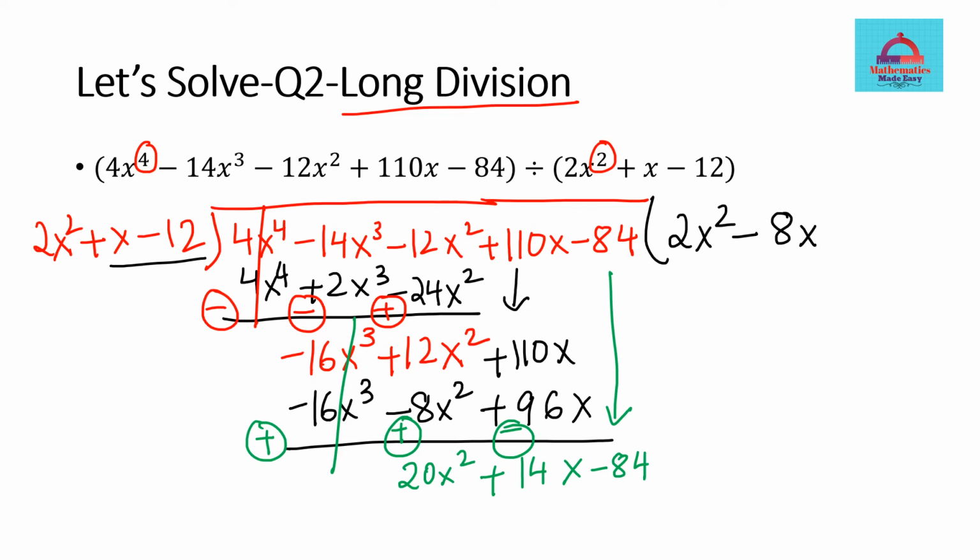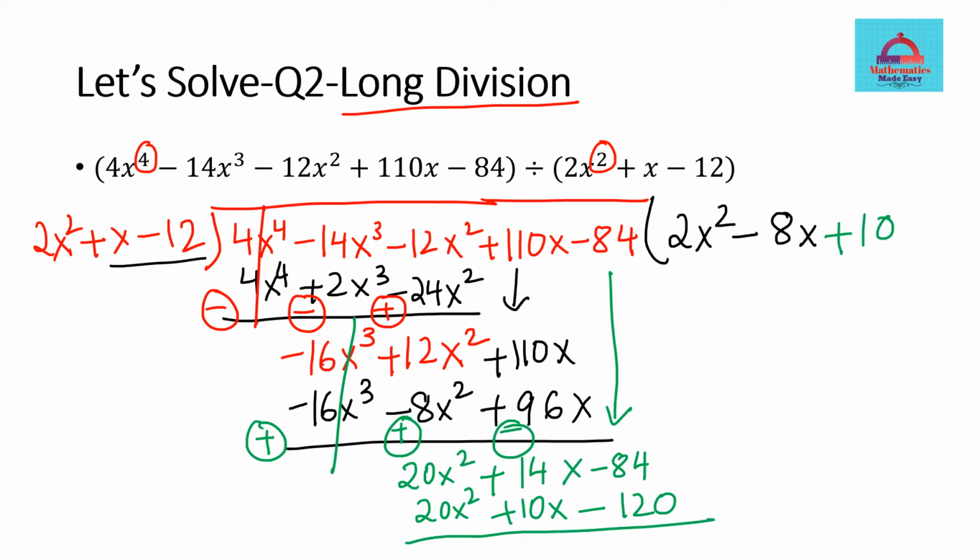So quite easy. From 2x square, how will you get 20x square? Just multiply with 10. Okay, so that gives you 20x square. Next term, 10 multiplied with x is 10x, and next term negative 12 multiplied with x, negative 120.